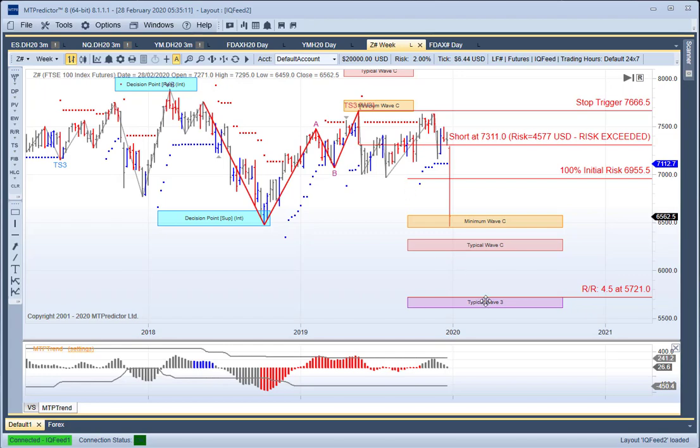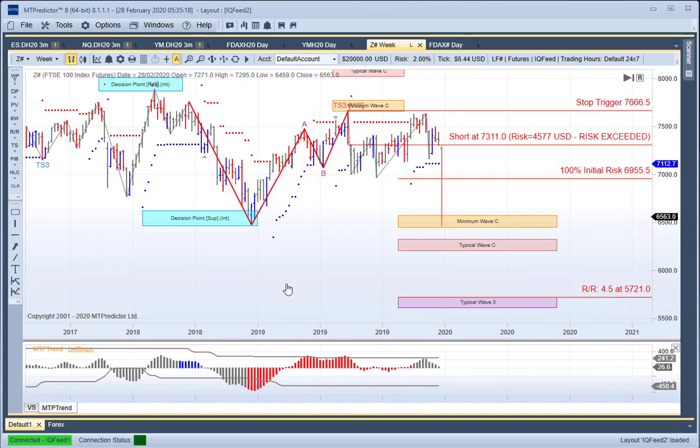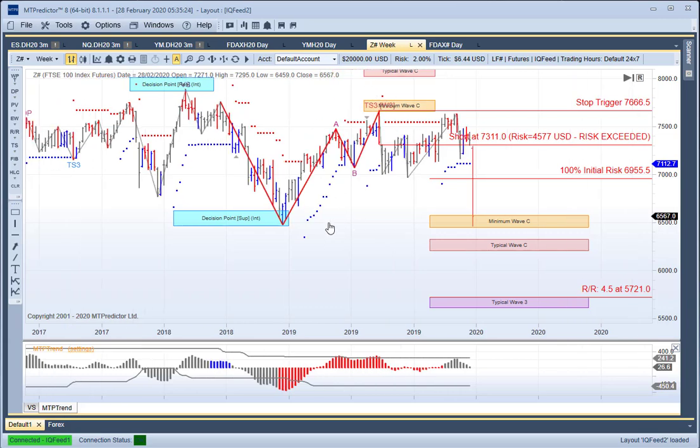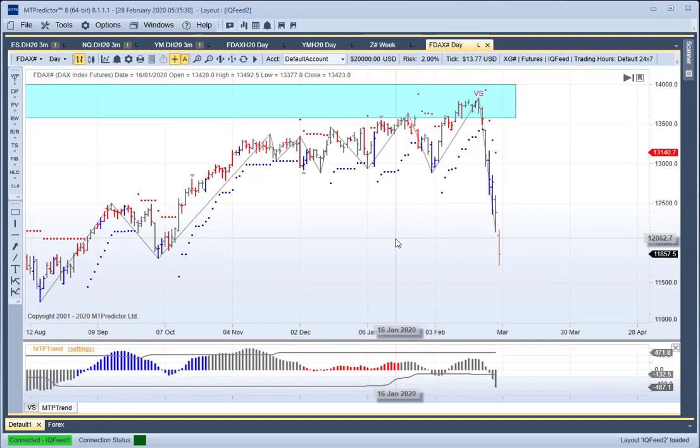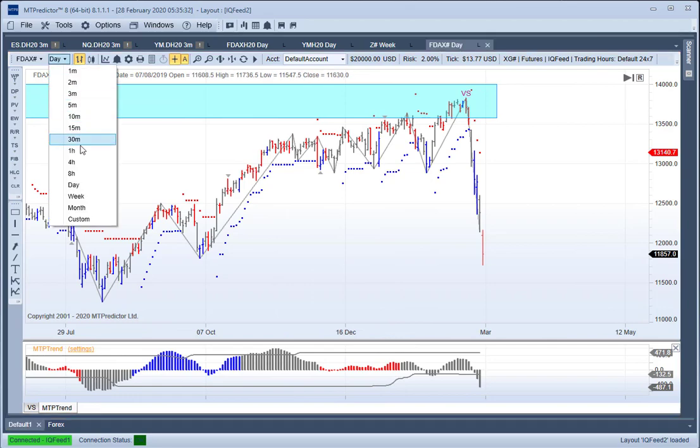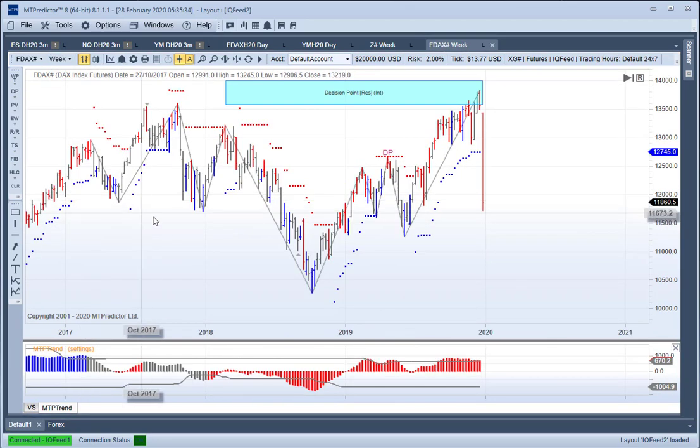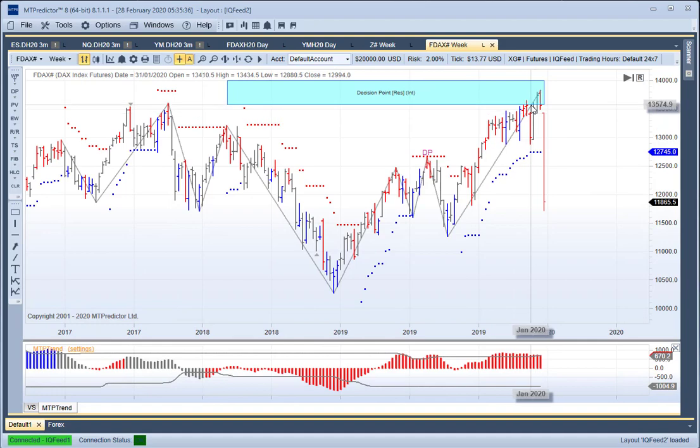After a wave 2, you tend to get a wave 3 swing, which is normally the strongest and longest in a completed 5-wave sequence. So there was on the FTSE, on the weekly time frame, definitely signs that the market was in a weakening position and a decline was likely to unfold. But the most important one was the DAX, where you can see again on the weekly time frame, we were basically right at weekly DP resistance.